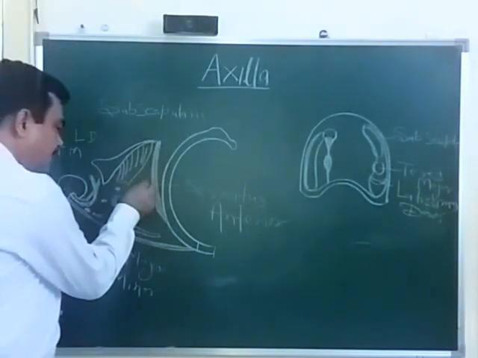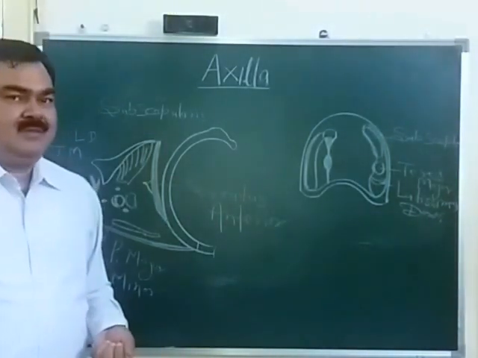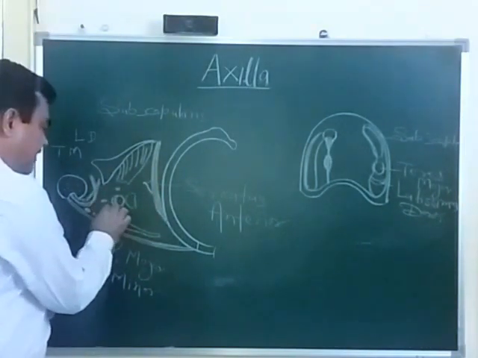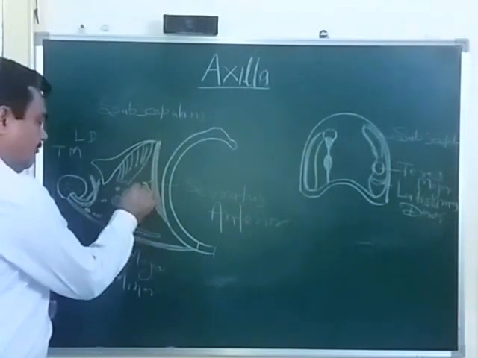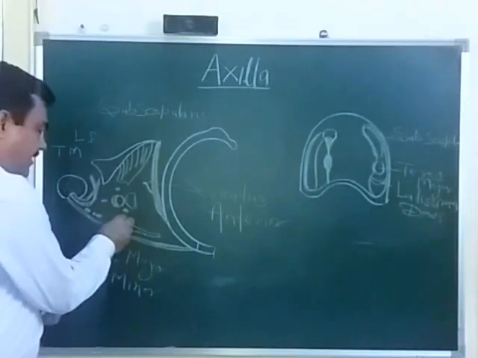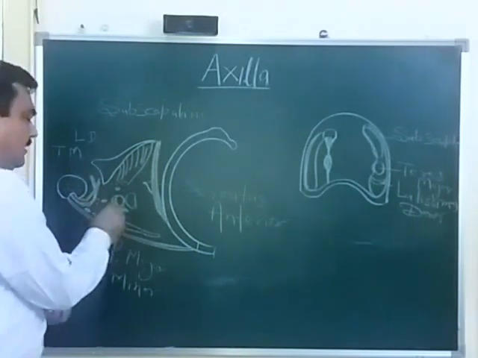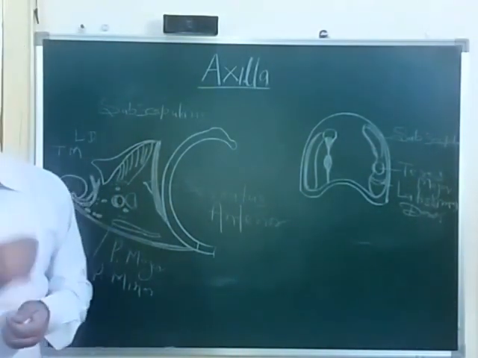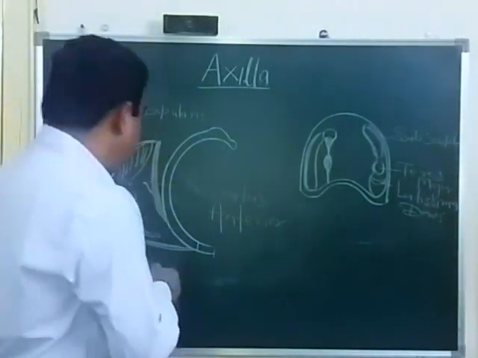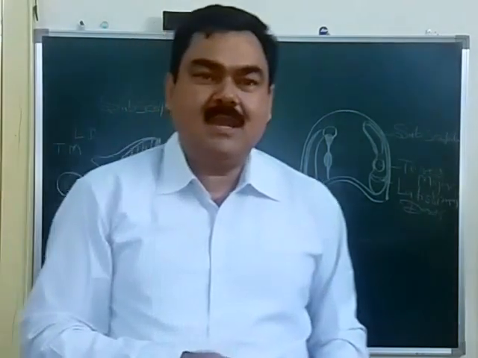And the contents include the long thoracic nerve of Bell, which gives supply to the serratus anterior. This is the nerve to serratus anterior. The axilla is also filled with fatty tissue. There are lymph nodes: anterior group, posterior group, lateral group, central group, and apical group of lymph nodes. So these groups of lymph nodes are also present in the axilla. So this is all about the boundaries and contents of the axilla.